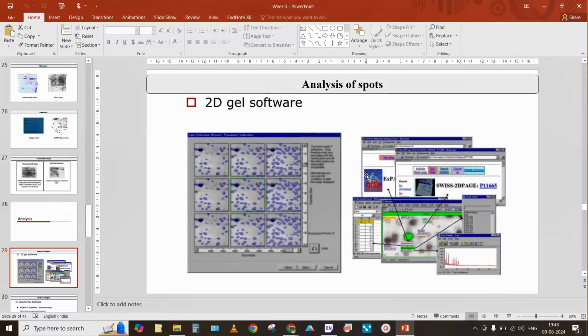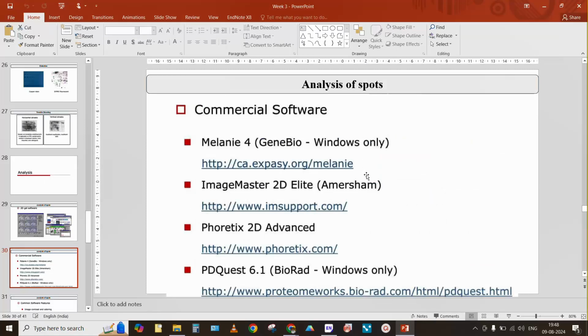After this, there are some 2D gel softwares by which we can analyze these protein spots. There are some screenshots of the interfaces of that software which I have taken for you. You can use Swiss 2D-PAGE, and there are some commercial softwares available online which you can use for the analysis of spots, by name Melanie 4, ImageMaster 2D Elite, Delta2D Advanced and PDQuest 6.1. The links to download these commercial softwares are given below.